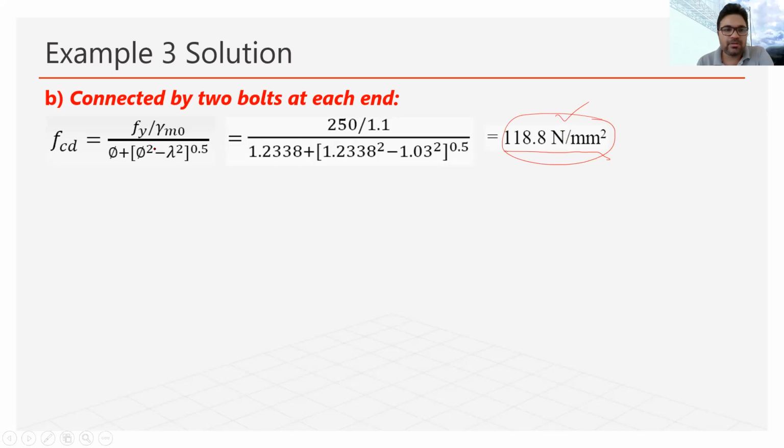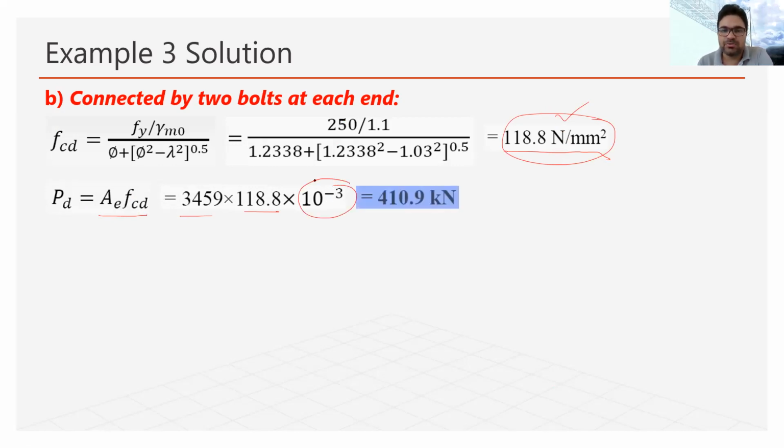Now again we will find the design strength in this case, which is AE times FCD, and we will put all the values here. AE multiplied by FCD into 10 raised to the power minus 3. I am putting this minus 3 because I want to get the value directly in kilonewton. In the previous case it was 316, and now by putting one extra bolt at each end, the angle strength is increased. So now you can see the importance of the connection of the angle section at the ends. If we put more bolts, the strength of the compression member will be increased.